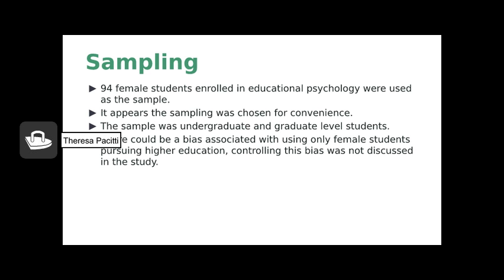The sampling consisted of 94 female students enrolled in educational psychology and appears to be chosen for convenience. The sample consisted of both undergraduate and graduate level students. There could be a bias within the study since only female students pursuing higher education were used, and this is not addressed in the study.